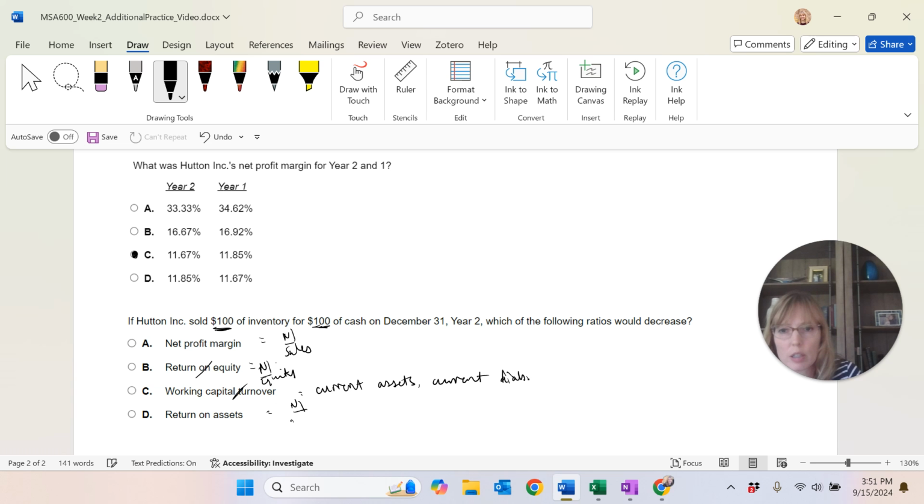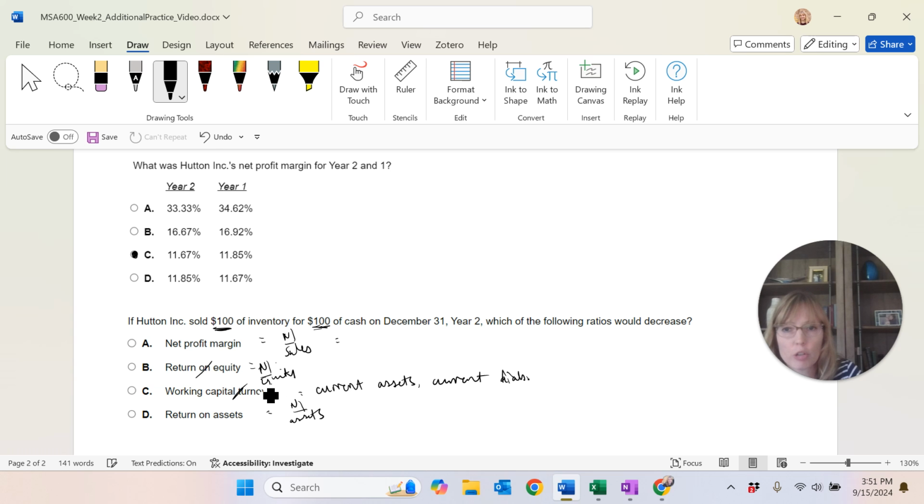Return on assets, net income divided by assets. Net income wouldn't change because if we're selling the inventory for the same cost of the inventory, there's no change to income. Our assets wouldn't change. These would just be offset, giving up inventory, getting cash.